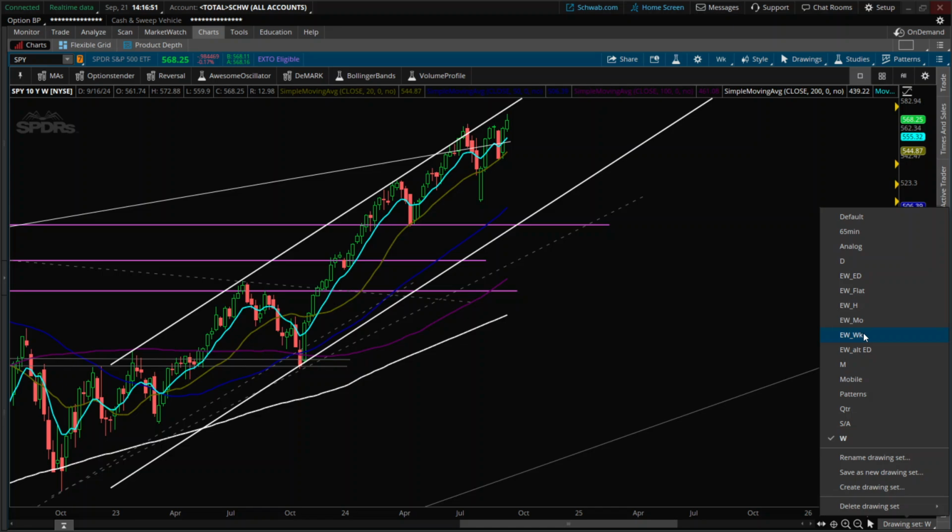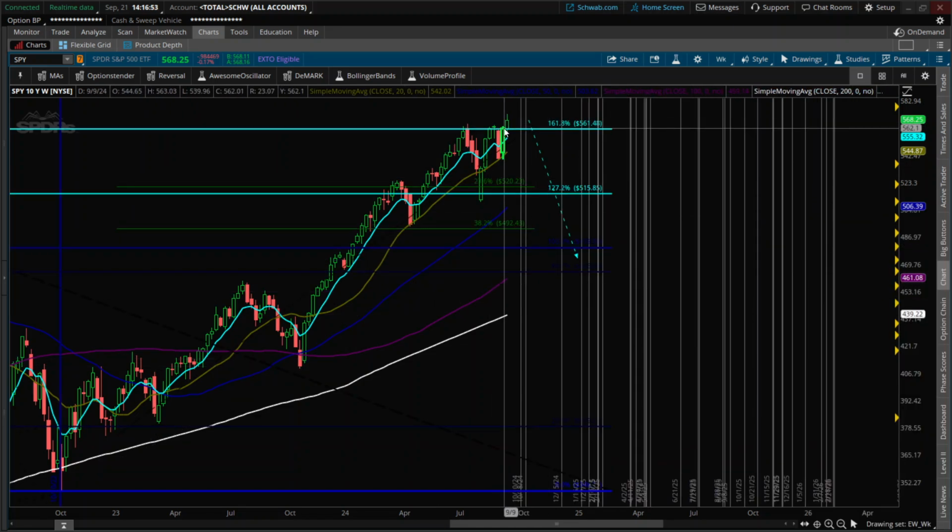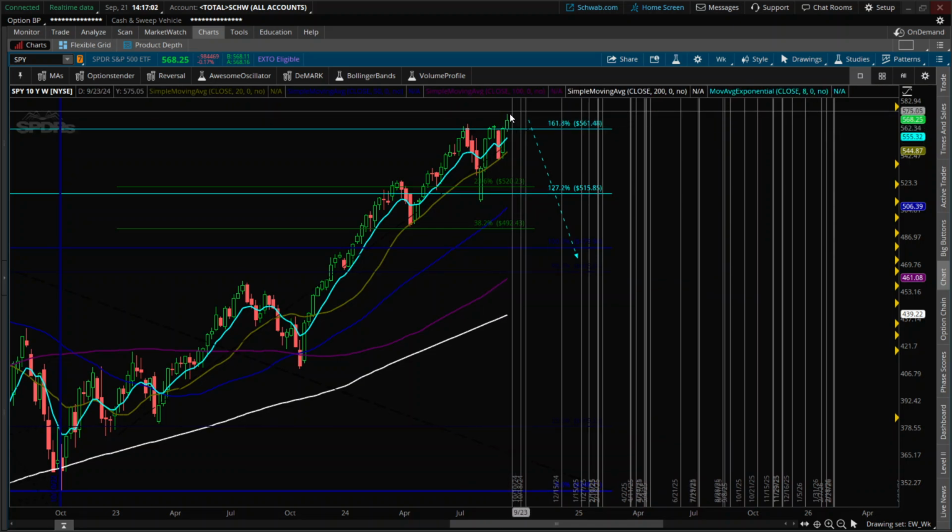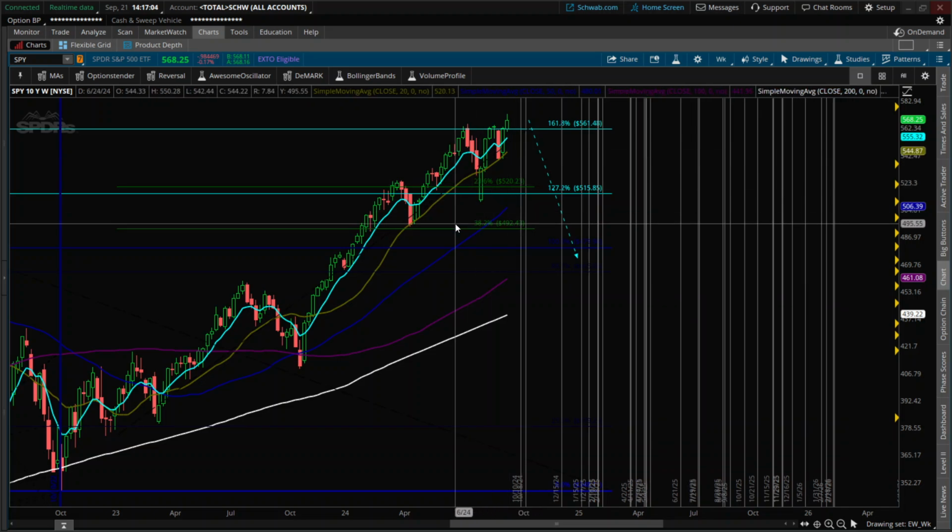We hit our final targets already, but clearly we're getting above here, and I don't think this is going to hold, okay? I think this is going to be, we have all these negative divergences. I think this is going to be a fake break, okay?